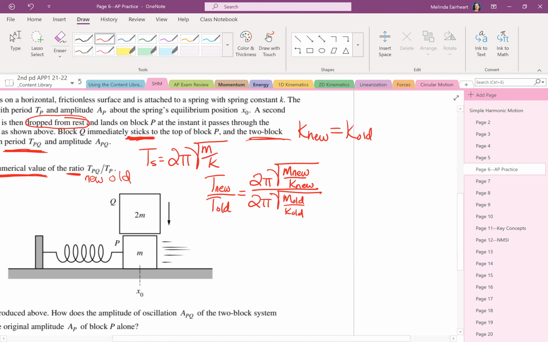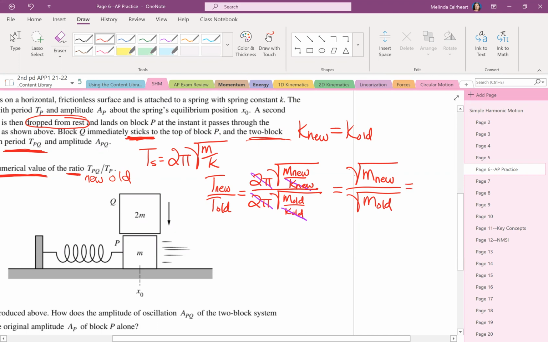And notice I got 2 pi over 2 pi. What's going to end up happening mathematically here? 2 pi is going to cancel top and bottom, and k new and k old, if they're the same thing, they're a denominator on both, aren't they going to cancel? Yeah. And so what are we left with? This ratio of new period to old period is really just the square root of M new over the square root of M old.